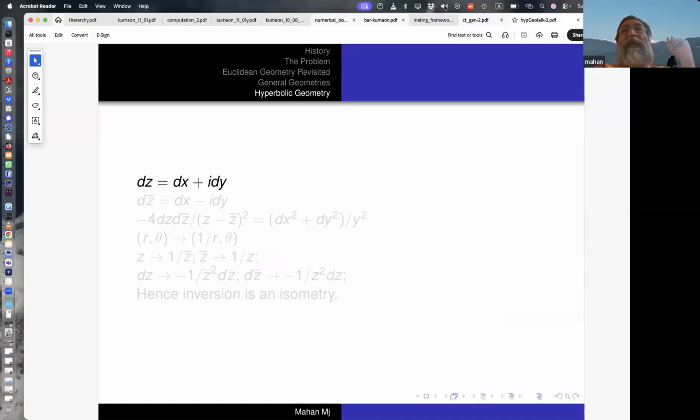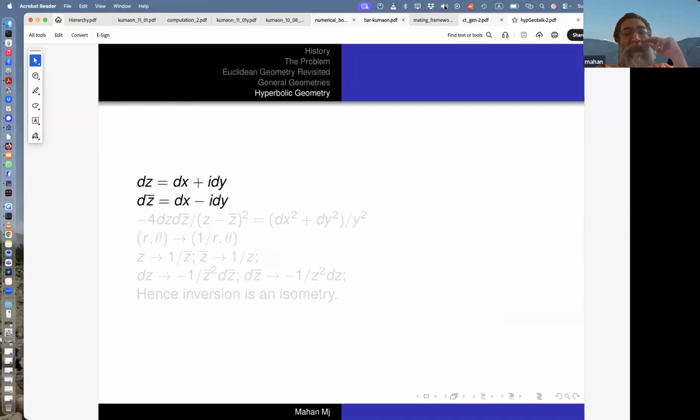What I'll do is I'll just set capital R equal to 1 because it's just a bit of a clutter. And all the entire idea is contained in this computation with R equal to 1. So we change everything to complex coordinates. dz is equal to dx plus i dy. dz bar then is equal to dx minus i dy.